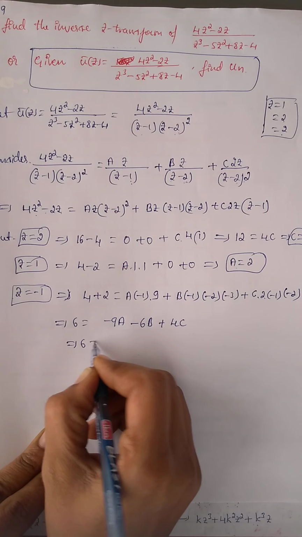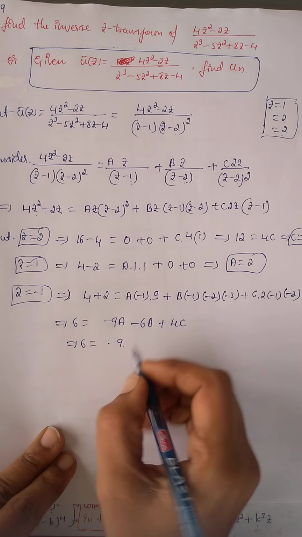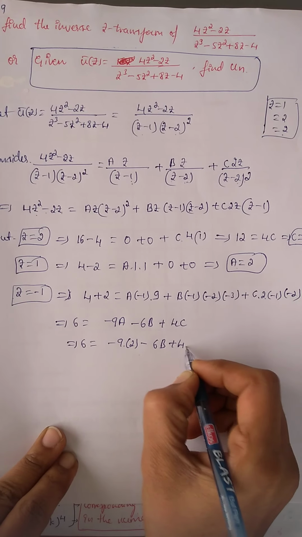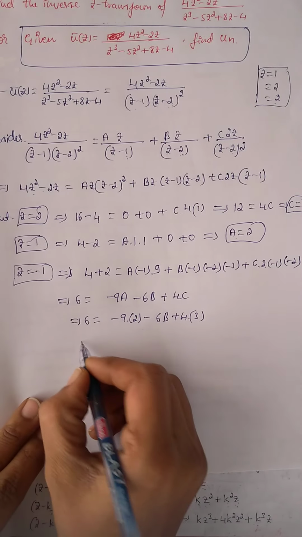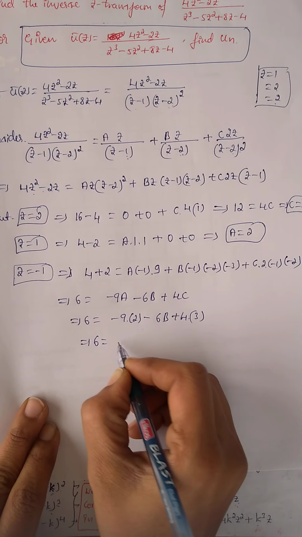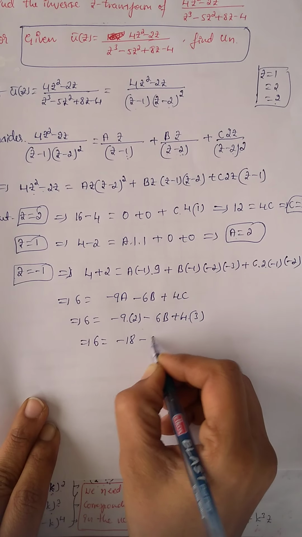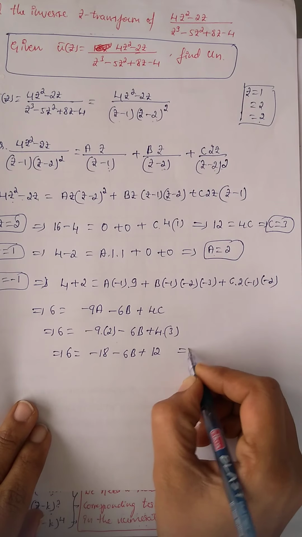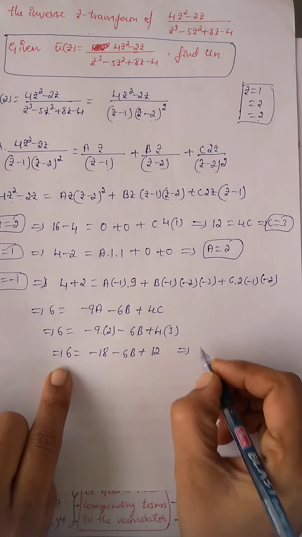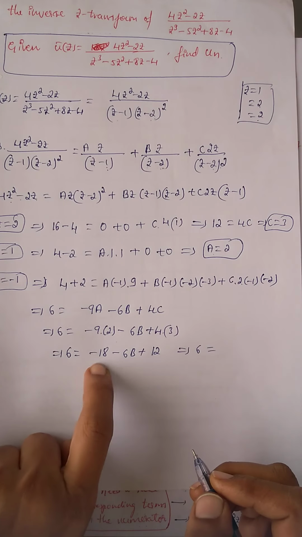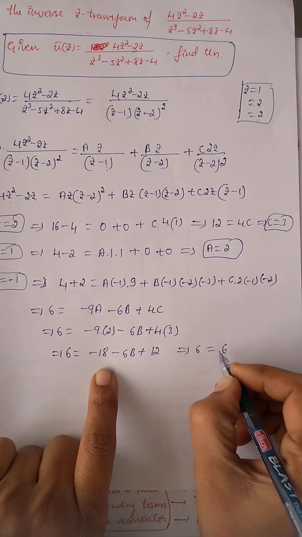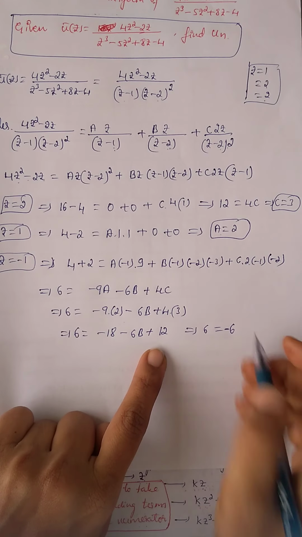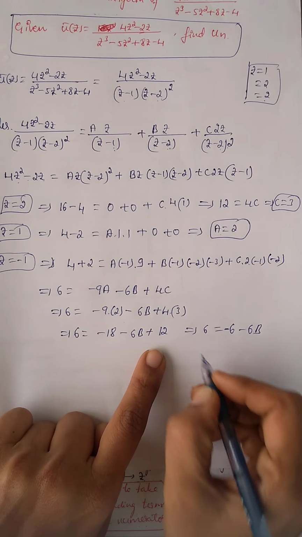Okay, simplify. 6 is equal to -9, a value we have 2, minus 6b is unknown, plus 4c value is 3. So simplify this. 6 is equal to 9 2s are 18 minus 6b, this is 12. Okay, this implies 6 is equal to -18 plus 12 will get -6 minus 6b.